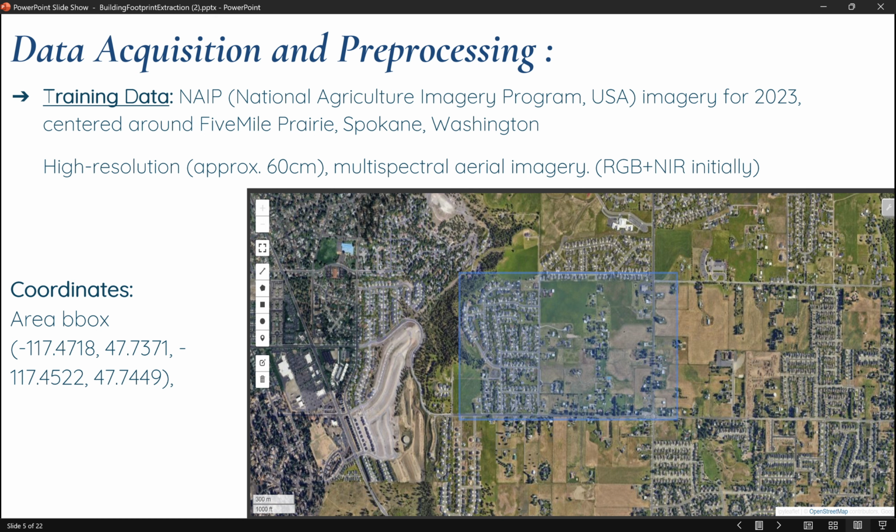Let's move on to the data for training our model. We use NAIP imagery, that's the National Agriculture Imagery Program from the USA. The specific imagery is from 2023, centered around 5 Mile Prairie in Spokane, Washington. This is high resolution aerial imagery, approximately 60 centimeter spatial resolution, and was initially multispectral, containing RGB plus NIR bands. The bounding box for our training area is shown on the slide.